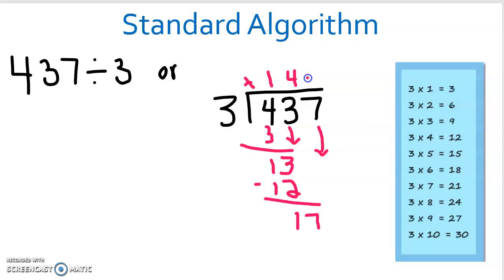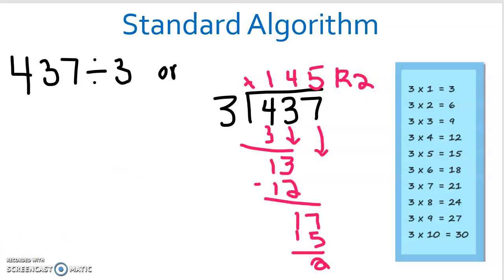So 3 times what number equals 15? So 3 times 5 equals 15. 3 times 5. I'm going to write my 15 down here. And then 7 minus 5 equals 2. I cannot share that 2. It's smaller than the 3. Is there anything else to bring down? No, there's nothing else to bring down. So I know that I'm going to have a remainder of 2. So the answer to this problem, 437 divided by 3, is equal to 145 remainder 2.